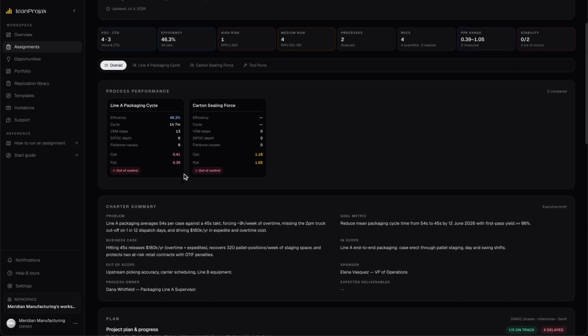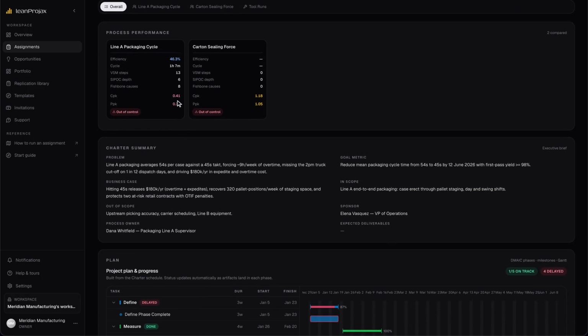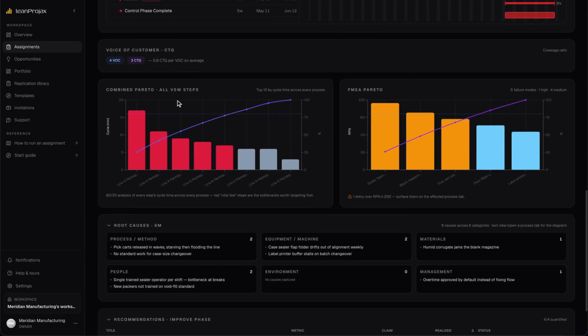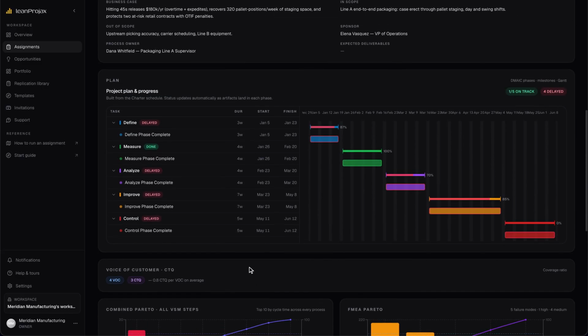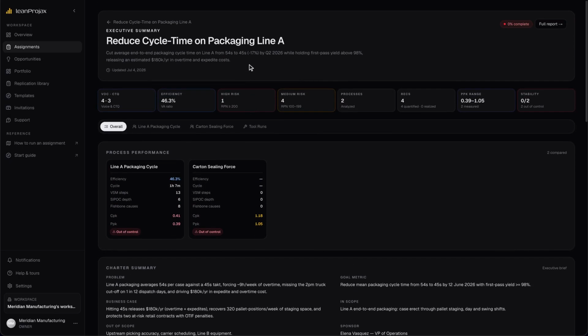Measure: 50,000 real cycle time measurements and a capability of 0.41. Analyze: 3 causes drive nearly 80% of the delays, with root causes across the classic 6 M's. Improve: quantified recommendations, tracked to implementation. And control: the plan and phase status, watched so the gains don't evaporate. From a blank page to this executive summary, that's the journey of this course.